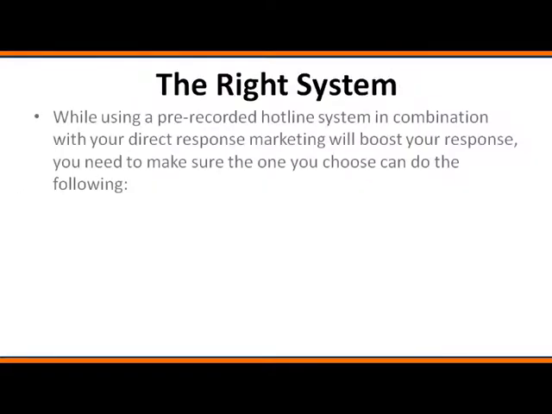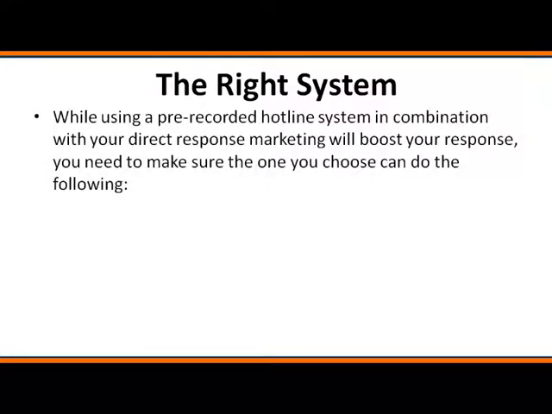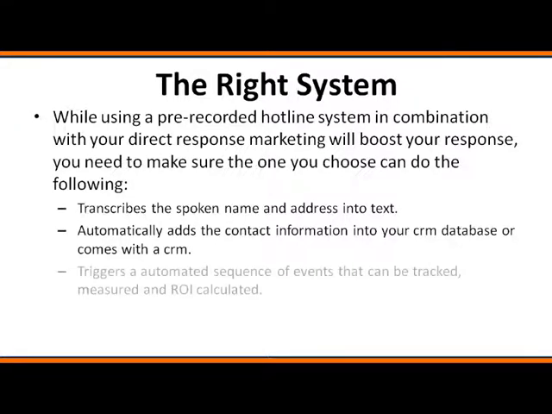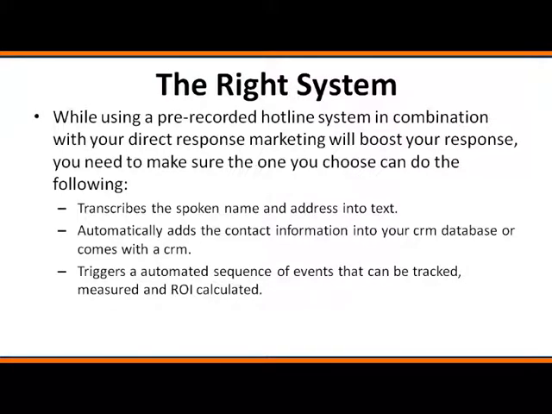And lastly, every lead goes onto the appropriate campaign depending on their level of motivation and preparedness to make a decision. While using a pre-recorded hotline system in combination with your direct response marketing will boost your response, you need to make sure that the one you choose can do the following. First, transcribes the spoken name and address into text. Secondly, automatically adds the contact information into your CRM database, or at least comes with a CRM. Third, it needs to trigger an automated sequence of events that can be tracked, measured, and return on investment calculated.